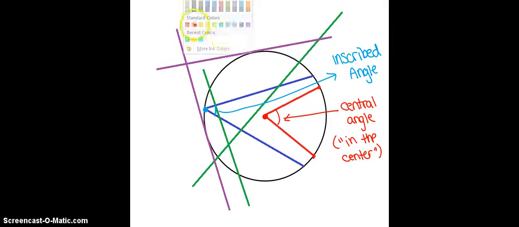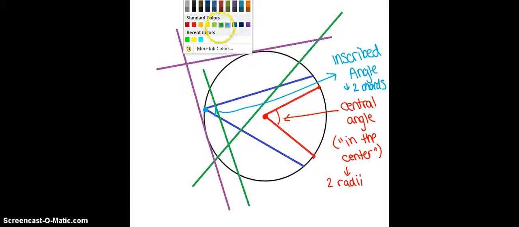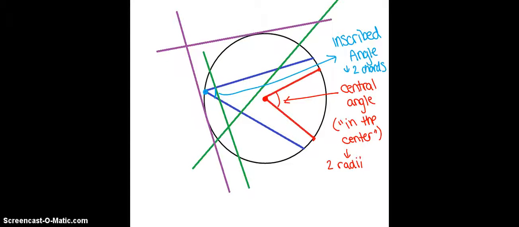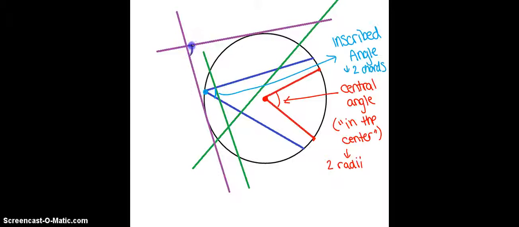Okay, so it's constructed from 2 chords. And I'm actually going to write that down. So central angle is 2 radii. Okay, well, an inscribed angle is made from 2 chords. Okay, so that's our blue angle and our red angle. Now we have a green angle and a purple angle. So you want to think about what types of lines these are made from, and that's basically how you name them. So like this purple angle here is created from 2 lines that intersect.